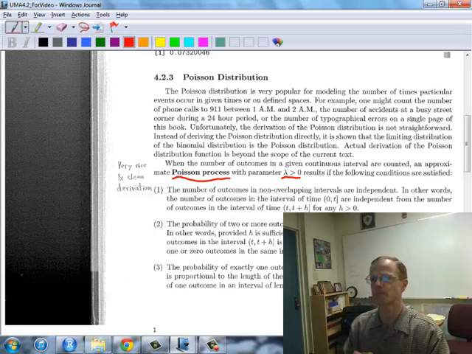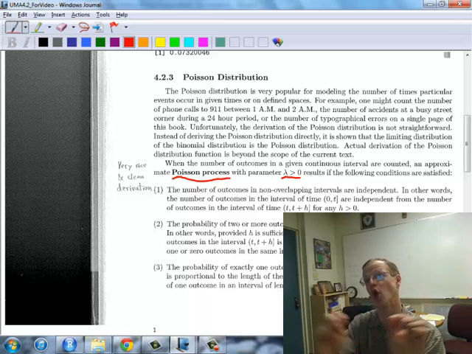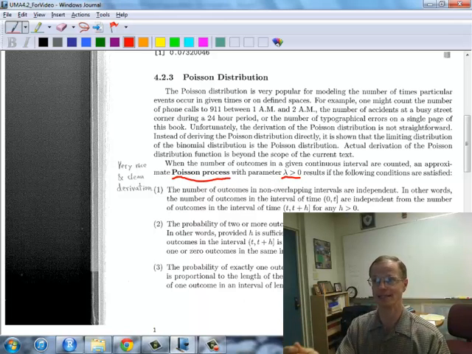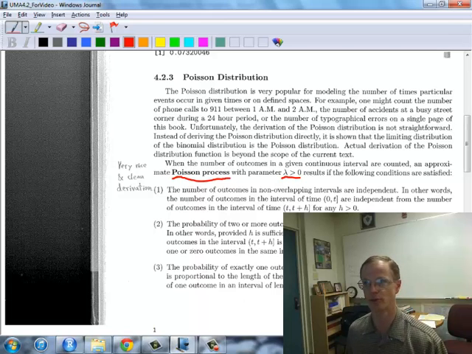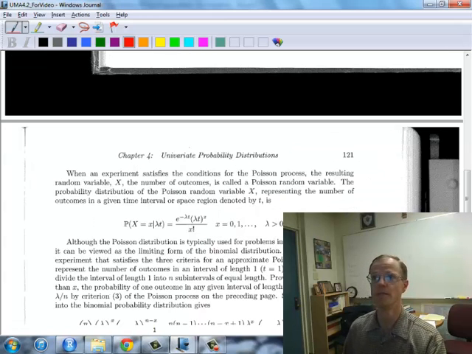And then the third, the probability of exactly one outcome in that short interval is proportional to the length of the interval. So as it gets longer, it's more likely that you're going to have an outcome occur, and it's directly proportional there. So we show it like this: lambda times h, referring to the interval.